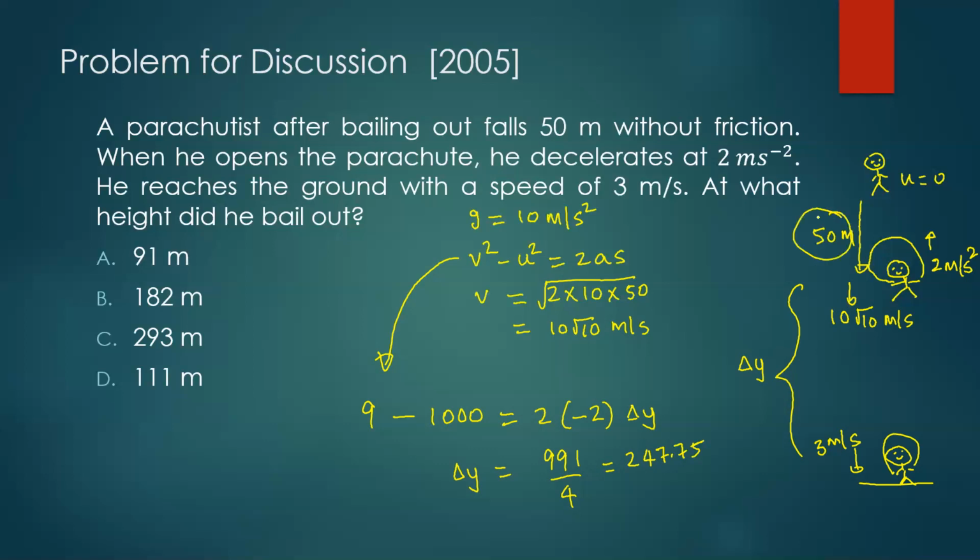The problem does not say whether to use 9.8 or 10, but if you look at the options, they're very far off. So the only possibility is 293 meters. So we need to add this 50 as well to 247. So the answer will be 293.